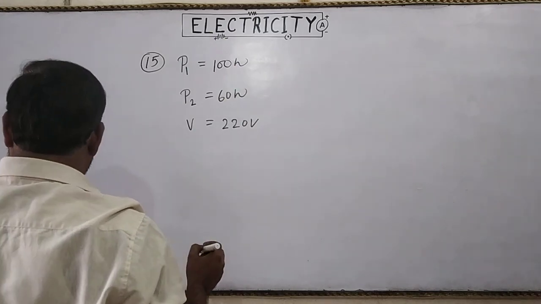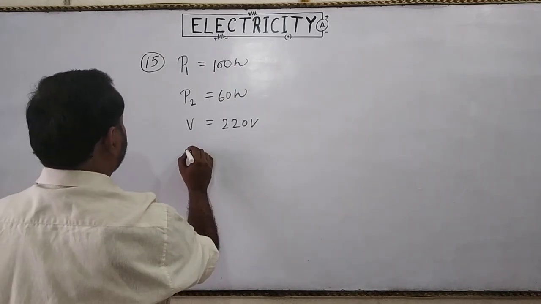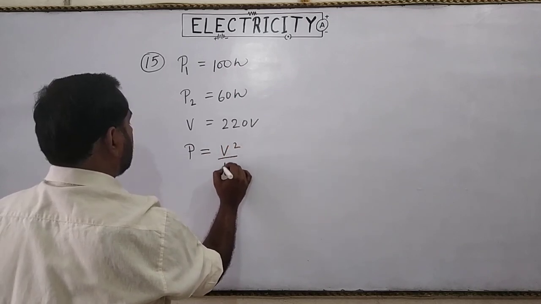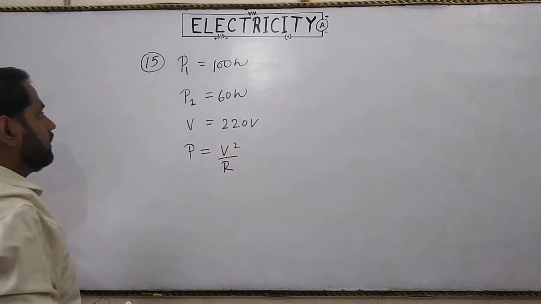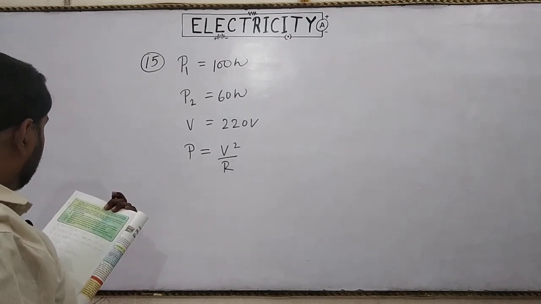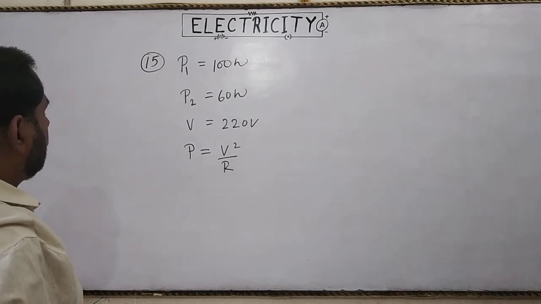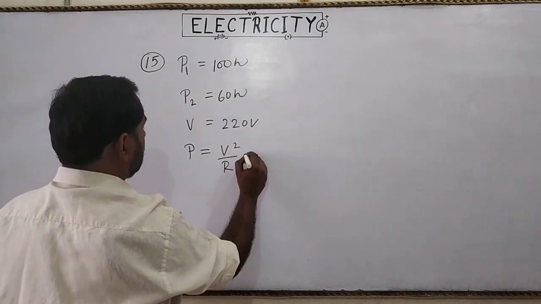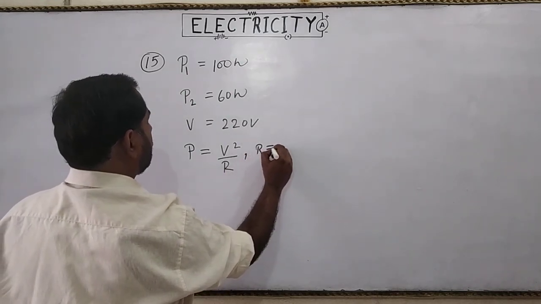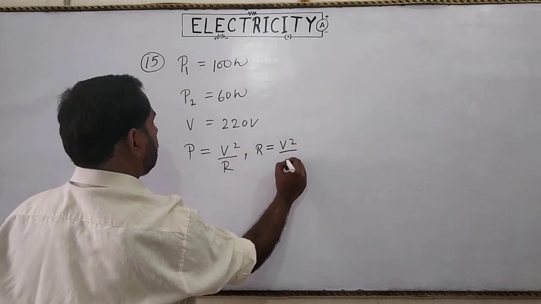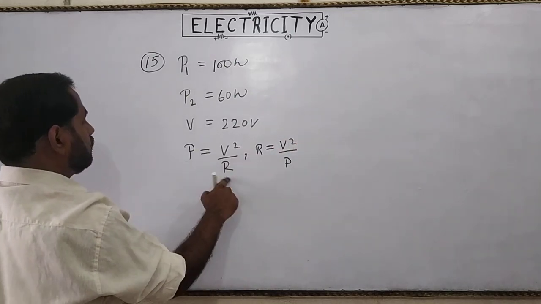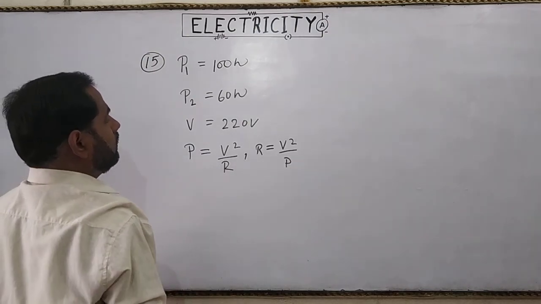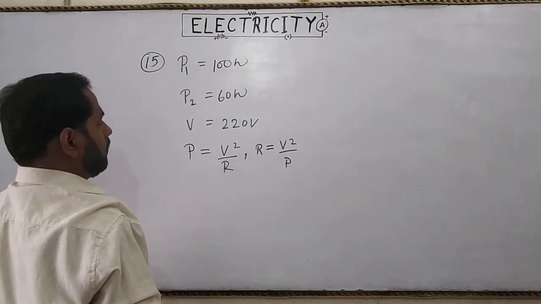Now we have the formula for power when voltage is given: P is equal to V square upon R. We are told that both lamps are connected in parallel. So first we will find the resistance of the lamps by the formula R is equal to V square upon P. We interchange resistance and power diagonally, so we get R is equal to V square upon P.